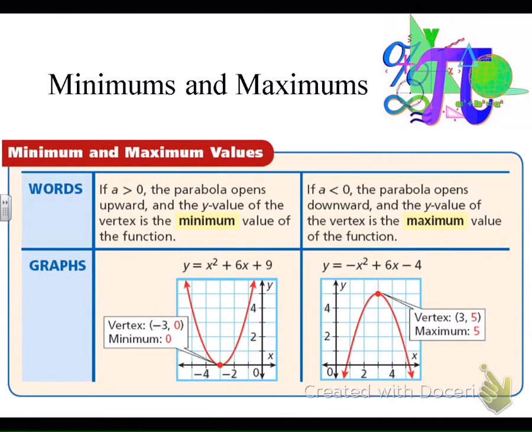Okay, so minimum and maximum. In words, if a is greater than 0, then the parabola opens upward, and the y value of the vertex, it's important to realize it's the y value, is the minimum value. And if a is less than 0, the parabola opens downward, and the y value of the vertex is the maximum value. And you can see what that looks like graphically.